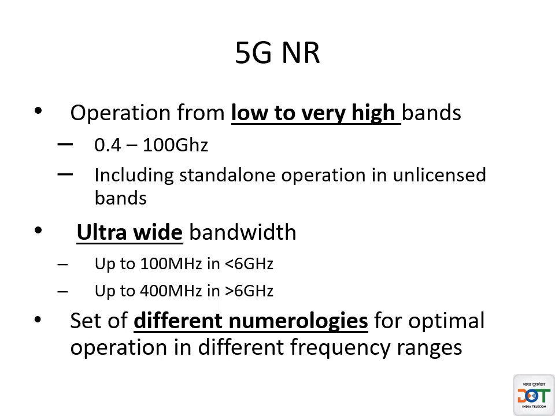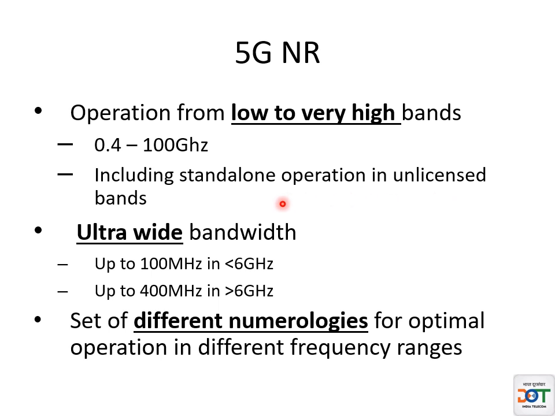Okay, now let us talk about 5G new radio. 5G radio is called new radio, and let us talk about the various capabilities which new radio will have to support all these kinds of usage scenarios which we talked about. So the 5G NR will operate from a very low frequency band to a very high frequency band, that is from 0.4 gigahertz, that is 400 megahertz, to 100 gigahertz. So it will be operating on a very high range of frequency bands, and it will also operate in unlicensed band, including standalone operation in unlicensed bands.